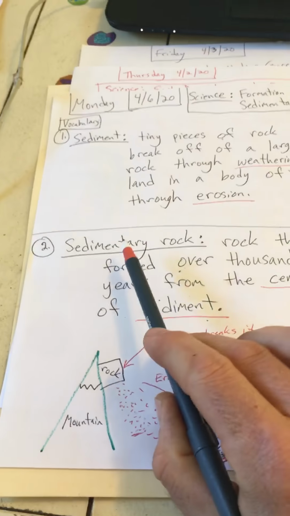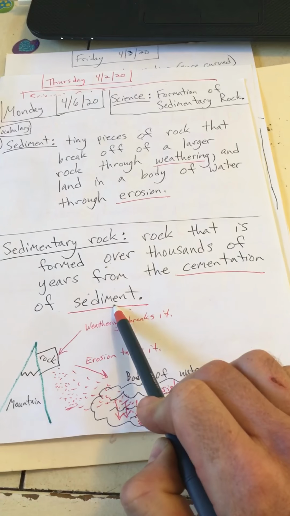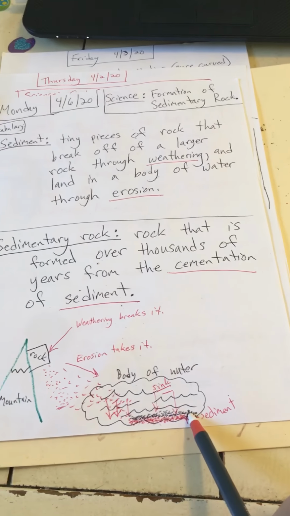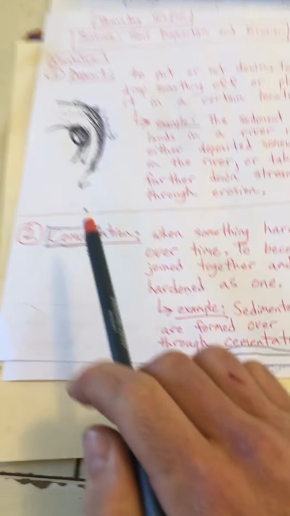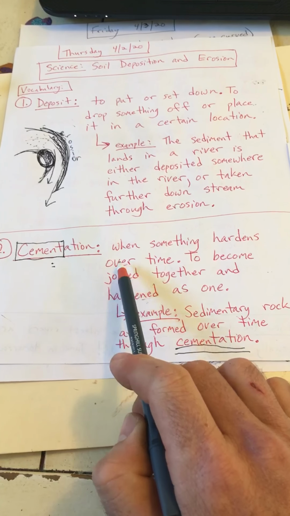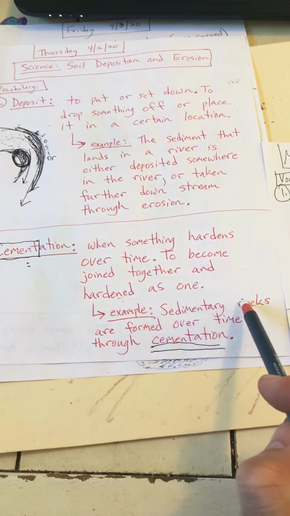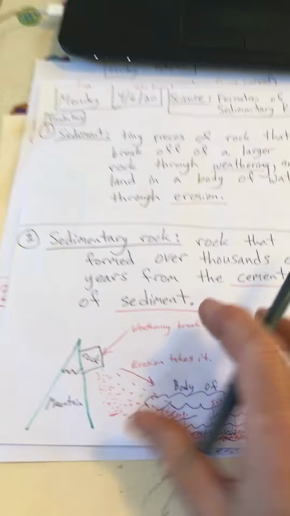Well, let's first look at this vocabulary. It says sedimentary rock. Sedimentary rock is rock that is formed over thousands of years from the cementation of sediment. So the sediment is piling up here down at the bottom of this body of water, and it cements. Cementation was a word that we had last Thursday. It says when something hardens over time. So it becomes joined together and hardened as one. So the example I gave then was sedimentary rocks are formed over time through cementation. So that's what we're talking about here.